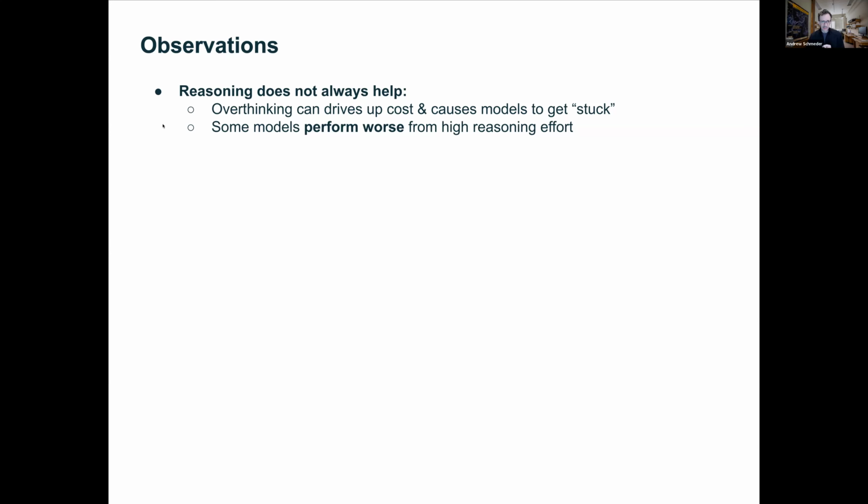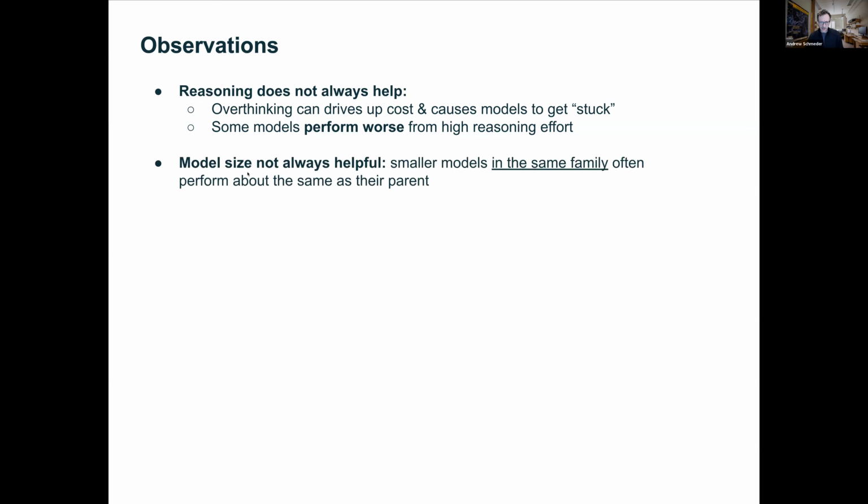And then, in fact, some models even perform worse when you enable high reasoning effort, which is a little bit surprising. Another thing I've noticed recently is that you might think Opus is going to be consistently so much better than Sonnet because Sonnet's a smaller model and Opus is a bigger, expensive one. But actually, they track much more closely than you would think.